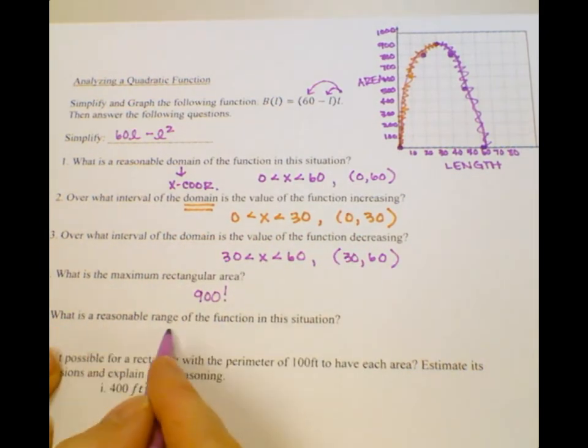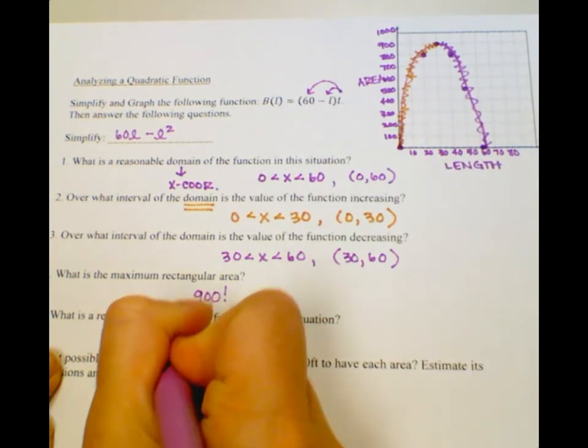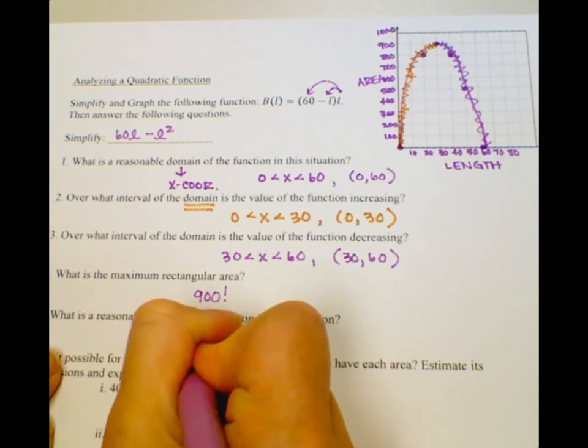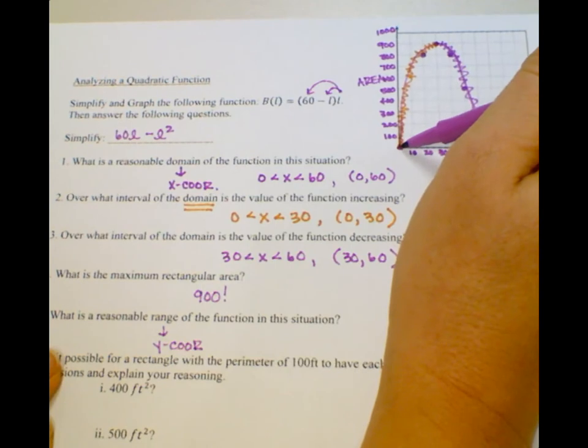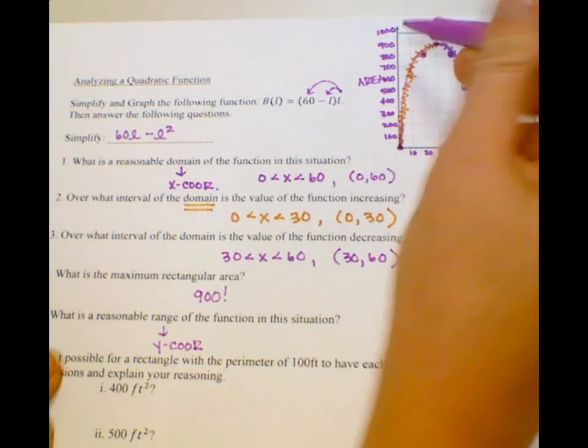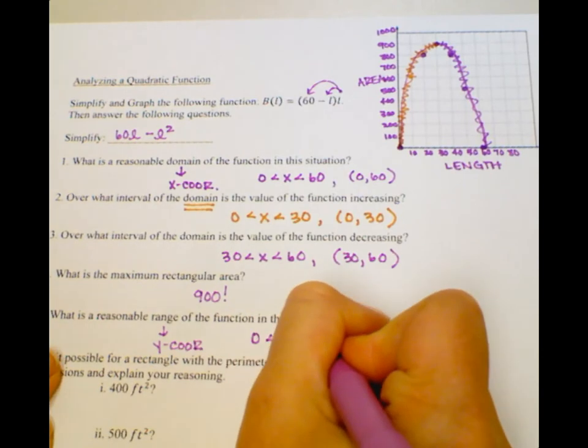What is a reasonable range? Ooh, so now let's do range this time. So range, remember, is your y's. So let me put that right here so you guys remember it's your y's. Okay. So from 0 to what? 900. Good. 0. Don't forget to put a y.